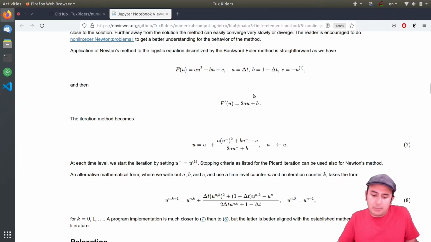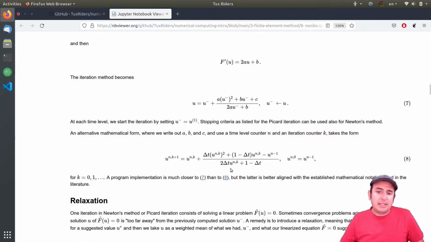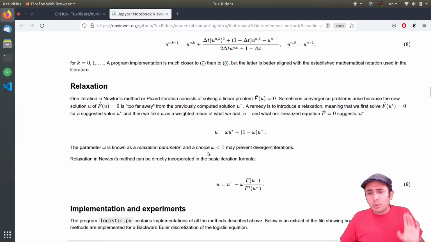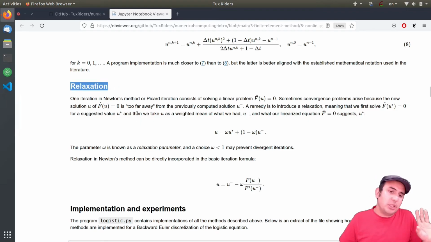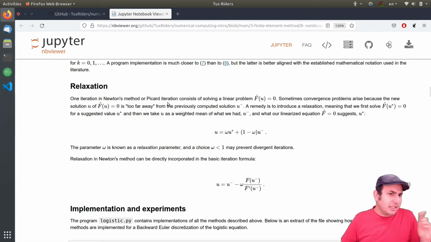So you can see that we update u, so we compute this, and then we substitute u into the intermediate u, and then we go on. It can also be written in this time dependent notation. But one important concept is relaxation that can be used with both Newton and Picard, and this is also something that you can see in machine learning, a lot of algorithms in optimization. In machine learning, I think it is called momentum, but it is a very similar concept.